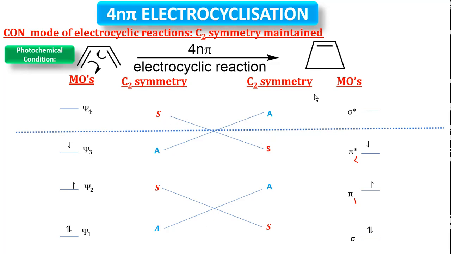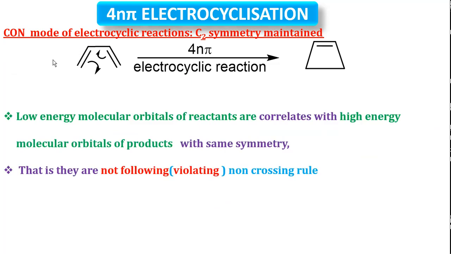That means C2 symmetry is not preserved. Therefore conrotation is forbidden. Is it clear? Low energy molecular orbitals of reactants correlate with high energy molecular orbitals of the product, and high energy molecular orbitals of reactants correlate with low energy molecular orbitals of the product. So these are crossing the non-crossing rule. That means C2 symmetry is not preserved, therefore conrotation is forbidden. Under which condition? Photochemical condition. That is what we explained here.